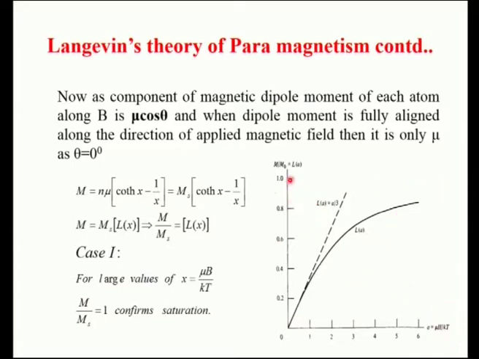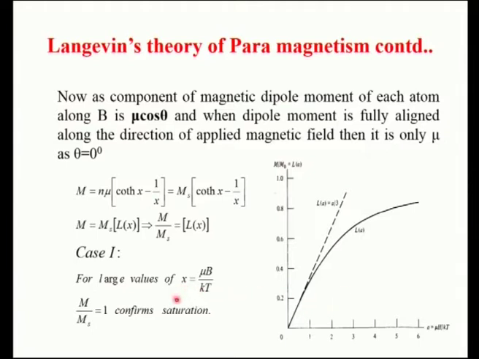This is L of x as a function of x, and this is a nonlinear curve like this, and we have two limiting cases here. One is near the origin, and the other is near the saturation value. Near the origin, of course, is for high temperature, when x is small. So near the origin means when x is small, where x equals mu B by k T, therefore when T is high, x becomes small.